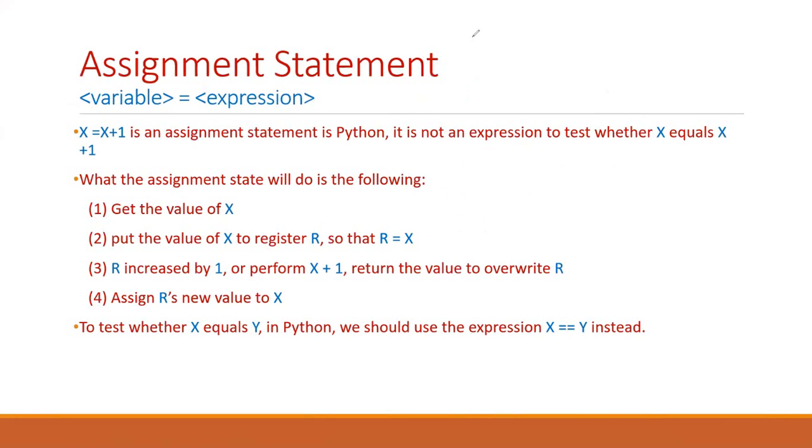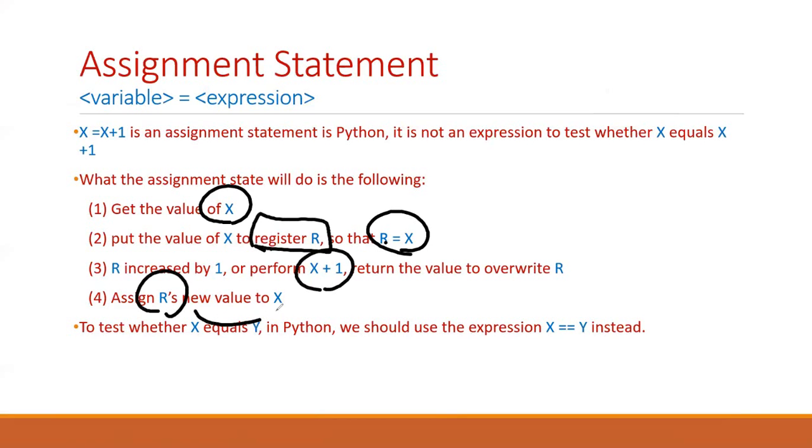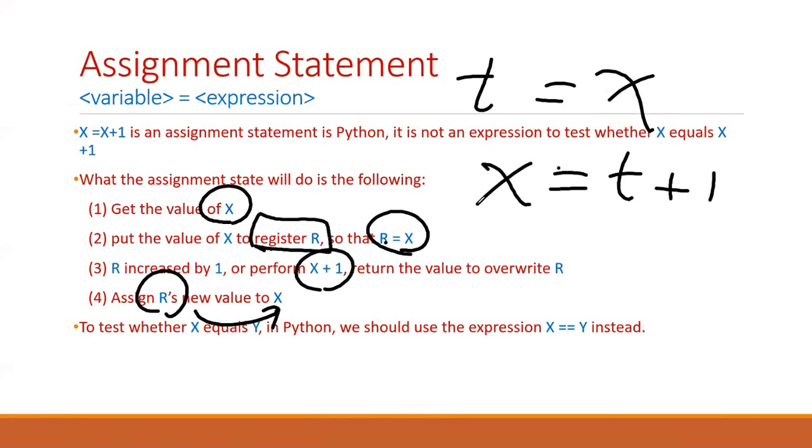Okay, so what the assignment does is that you get the value of your x, and then assign that to a temporary register, and that temporary register is increased by 1, and then you assign the value back to x. That means you have an x value assigned to a temporary value plus 1, and that value is assigned back to x. Is that okay?